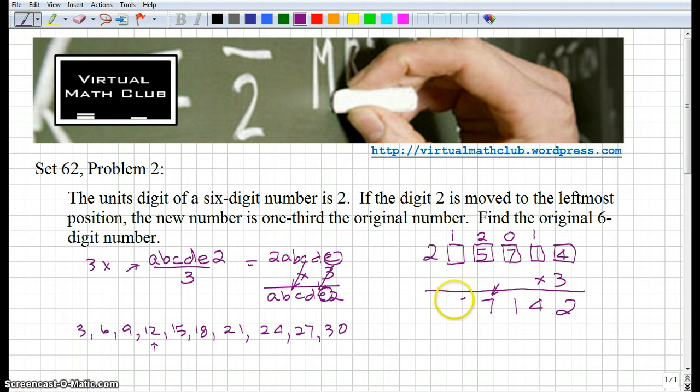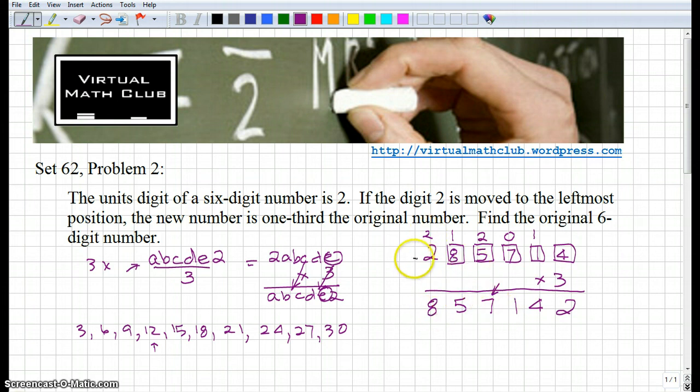Then this has to be a 5. And I end up with 3 times something plus 1 ends in 5. So I'm looking for a multiple of 3 that ends in 4. That's 24, so that'll give me the 8. And this better work out. This has to be an 8. And you can see that I got 24, 24, so I carried a 2. So 3 times 2 plus 2 gives me 8, and it all works out.